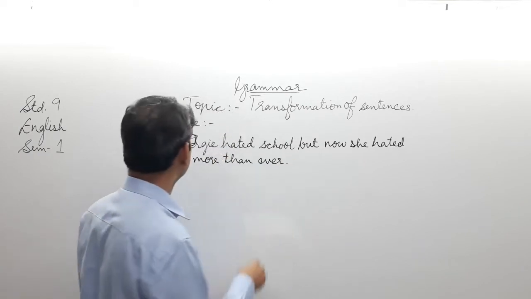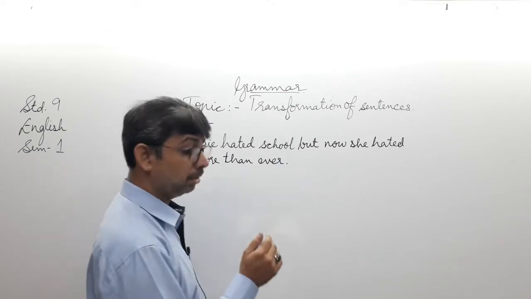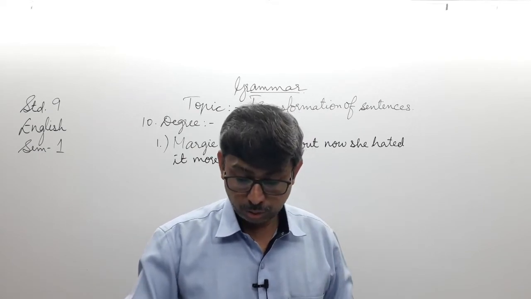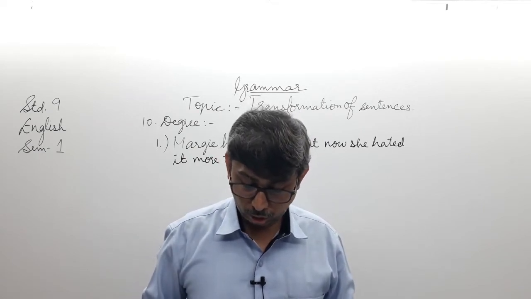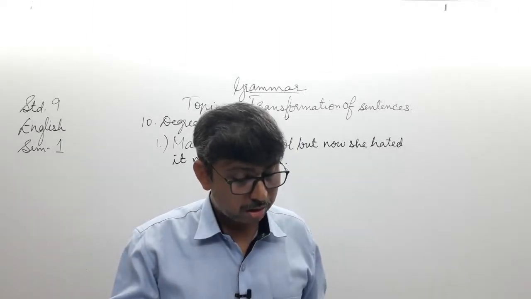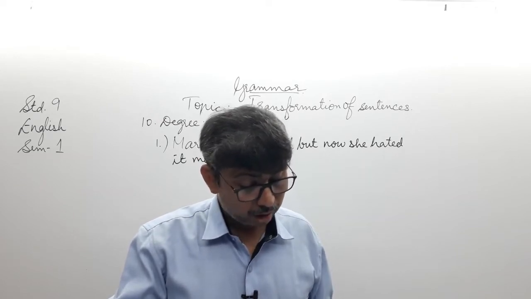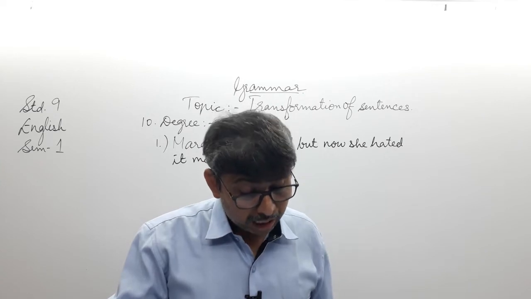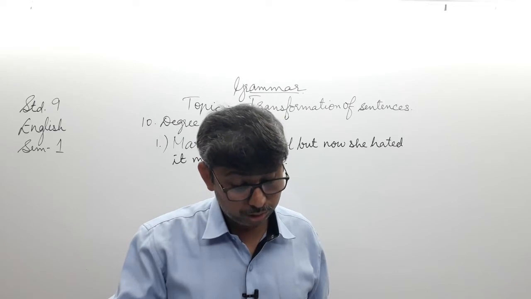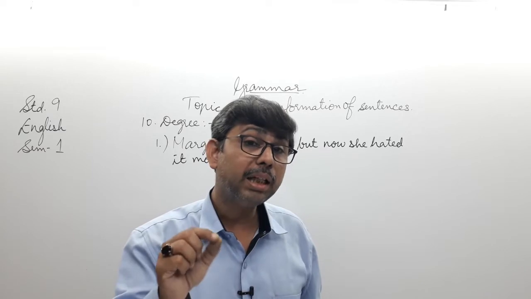A sentence given to us: Margie hated school, but now she hated it more than ever. So we have to change the degree of the given sentence. You can try to recall what degree is given to us. The degree given in this sentence is the comparative degree, as you can see from the words, but now she hated it more than ever. This gives a clear indication of comparative degree.